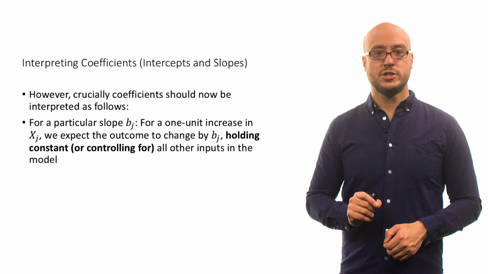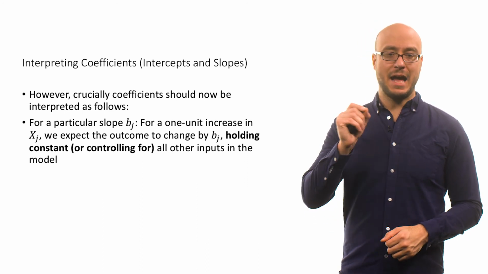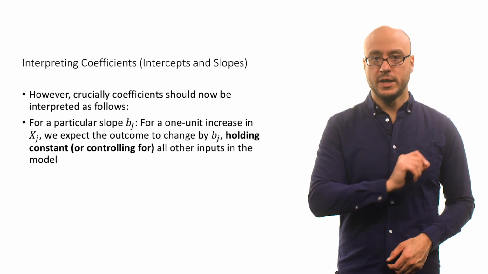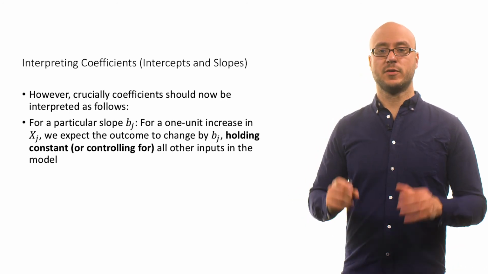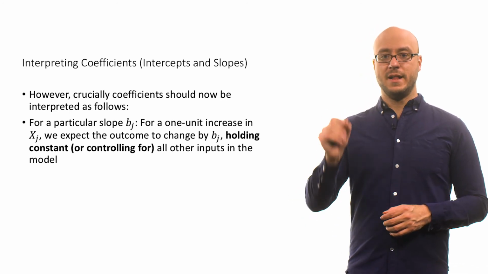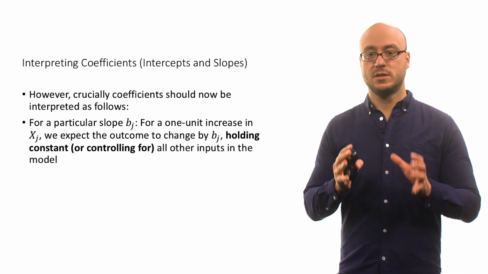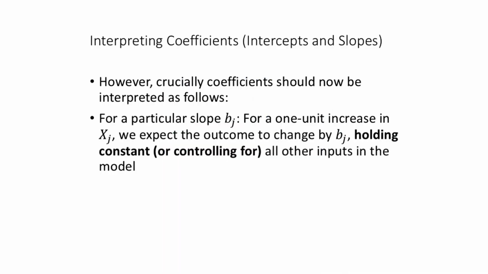Again, for a 1 unit change in our x variable, we expect the outcome to change by the value of that coefficient, holding constant or controlling for the other inputs or predictors in the model. That bolded part, holding constant or controlling for all other inputs, is unique to multiple linear regression. That's because these are partial regression coefficients. They are coefficients controlling or holding constant for the other variables in the model. We'll look at what exactly that means in just a moment.